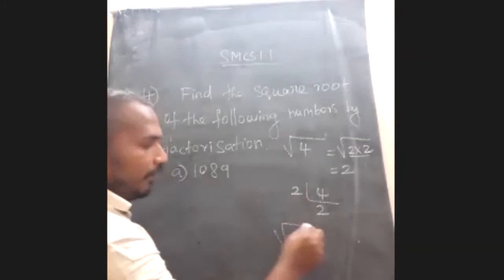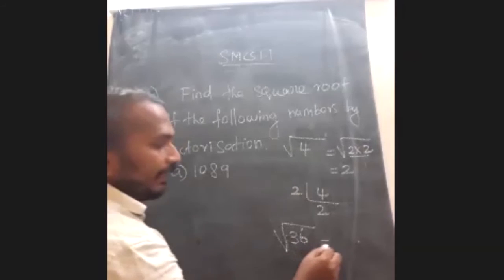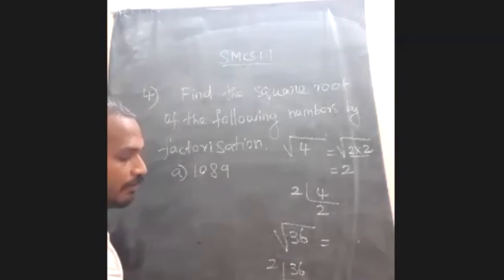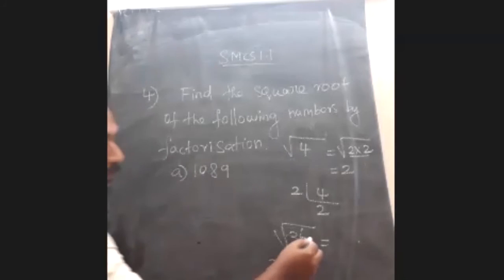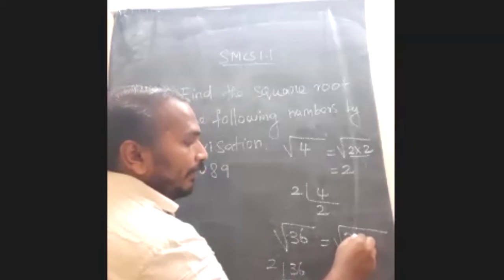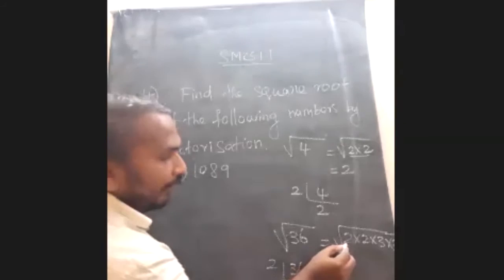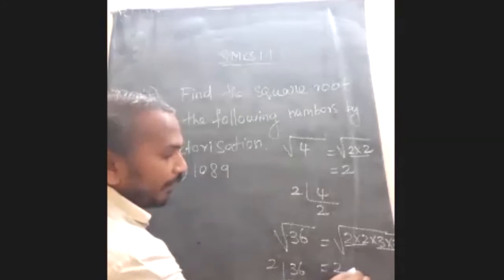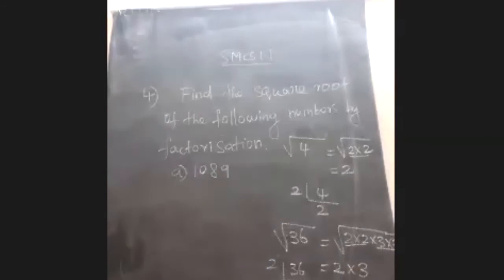Suppose your number is square root of 36. So we can write 36 as 2 times 18, 2 nines are 18, 9 is 3 into 3. See, we can write 36 as 2 into 2 into 3 into 3. Now, here 2 has one pair and 3 has another pair. So we can take one 2 outside and another 3 outside. So the answer is 6.